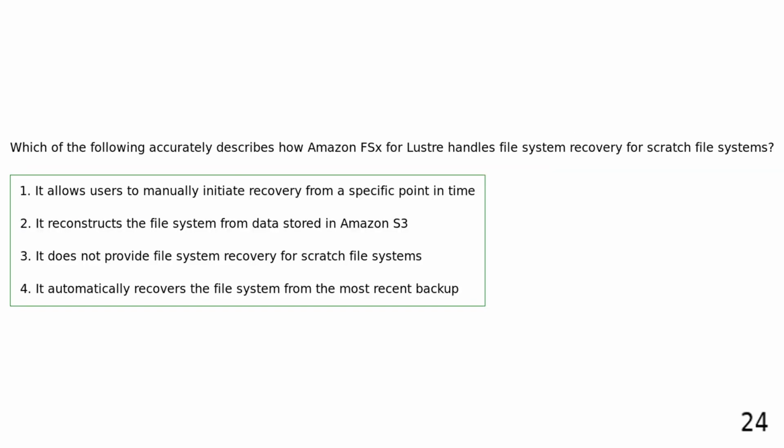Which of the following accurately describes how Amazon FSx for Lustre handles file system recovery for Scratch file systems? It allows users to manually initiate recovery from a specific point in time. It reconstructs the file system from data stored in Amazon S3. It does not provide file system recovery for Scratch file systems. It automatically recovers the file system from the most recent backup. FSx for Lustre does not provide file system recovery for Scratch file systems because they are designed for temporary data processing and do not maintain backups or replicate data.